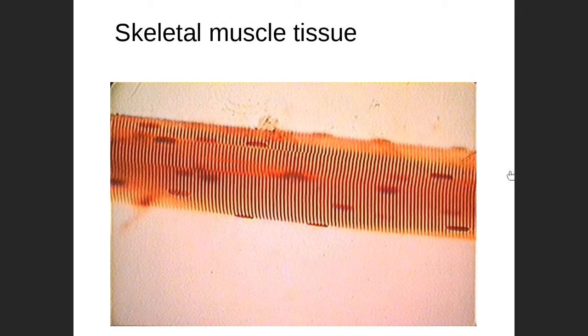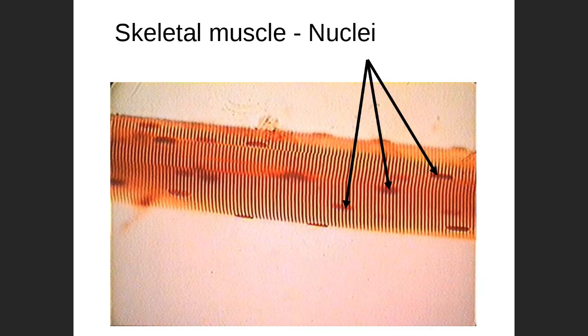If you notice on our slide, those darker football-shaped or oval-shaped structures are the nuclei. So this one cell can have many nuclei, so we call it a multinucleated cell. And we'll get into the origin of why skeletal muscle cells have so many nuclei.